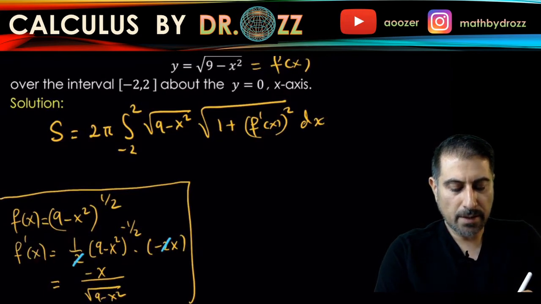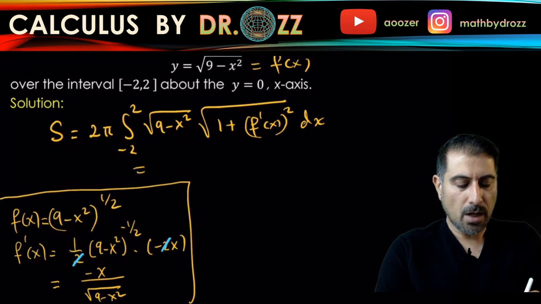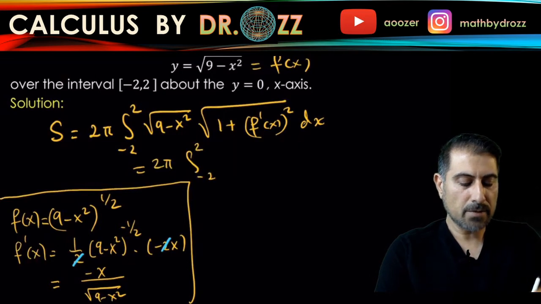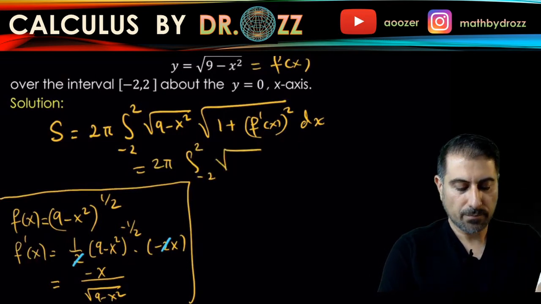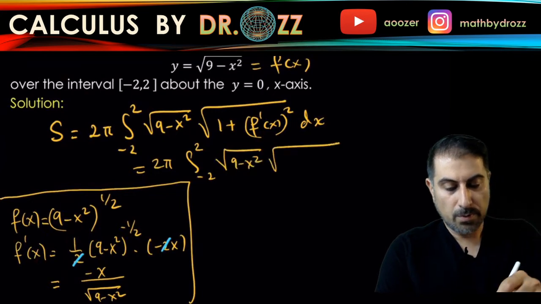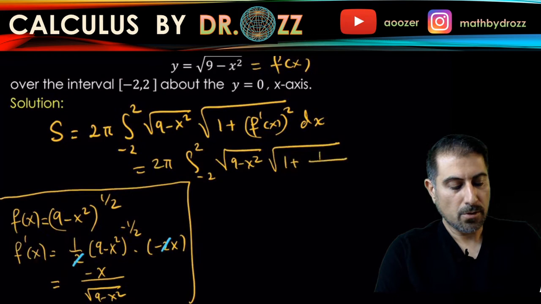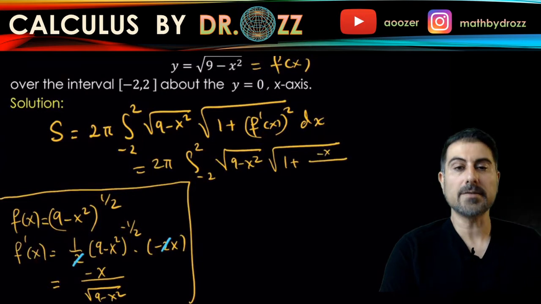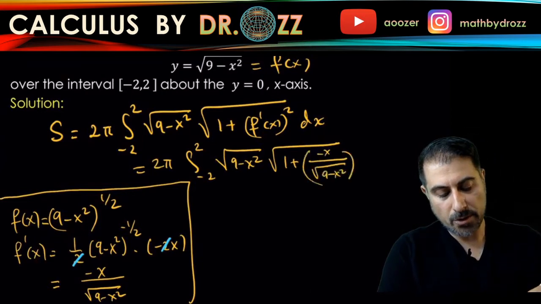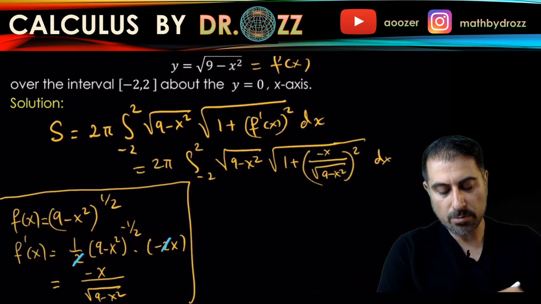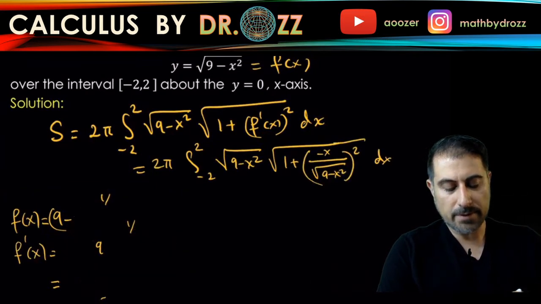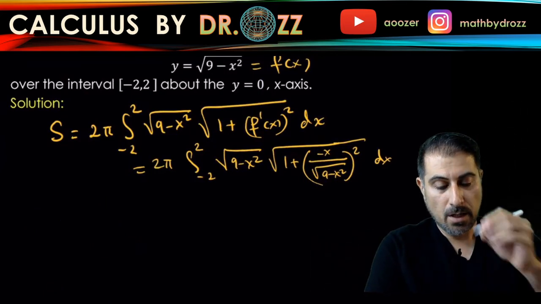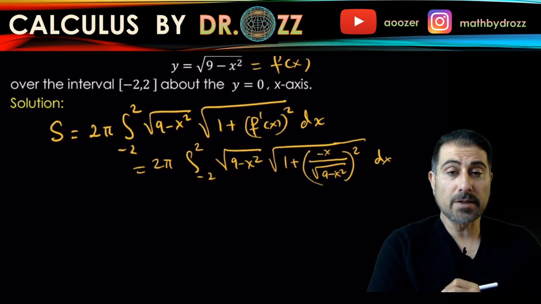So this is 2 pi integral from -2 to 2. So you have radical 9 minus x squared and radical 1 plus, -x over radical 9 minus x squared, squared. A lot of radicals. All right. So I'm going to erase this portion here, because we don't need this anymore. So now our task is to simplify the integrand and see if we can use the known integration techniques to find the antiderivative of the integrand.